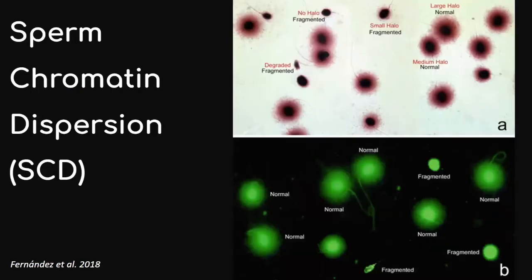So then looking at DNA damage, something like sperm chromatin dispersion can be quite useful. In this case, you can actually do this non-fluorescently, and you end up with some sperm with these halos, which are this kind of pale pink color coming out. And then some of them over here don't have the halo. The ones with the halo are considered to be intact DNA, and then the ones without the halo are considered fragmented.